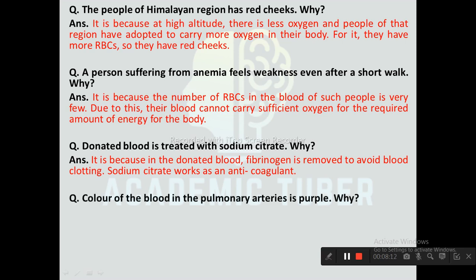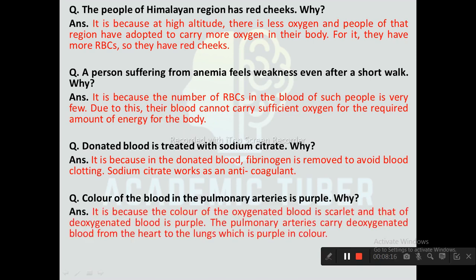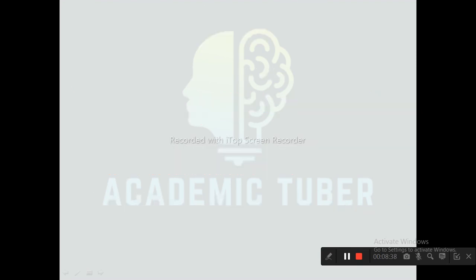Color of blood in the pulmonary arteries is purple. Why? It is because of the color of deoxygenated blood. Oxygenated blood, also known as pure blood, is blood carrying oxygen and is scarlet, and that of deoxygenated blood, which is also known as impure blood, blood carrying carbon dioxide, is purple. The pulmonary artery carries deoxygenated blood from the heart to the lungs, which is purple in color.